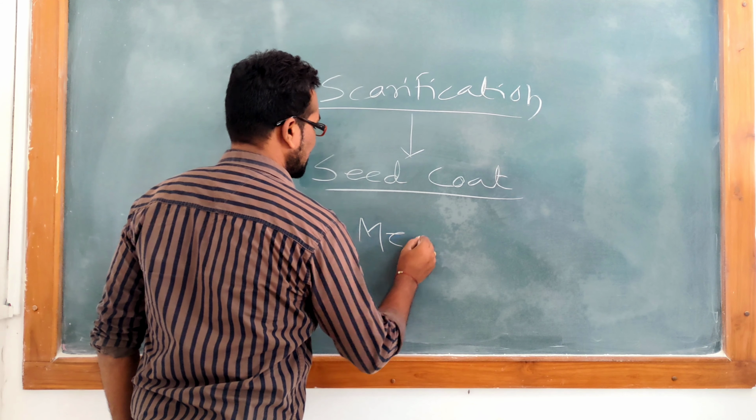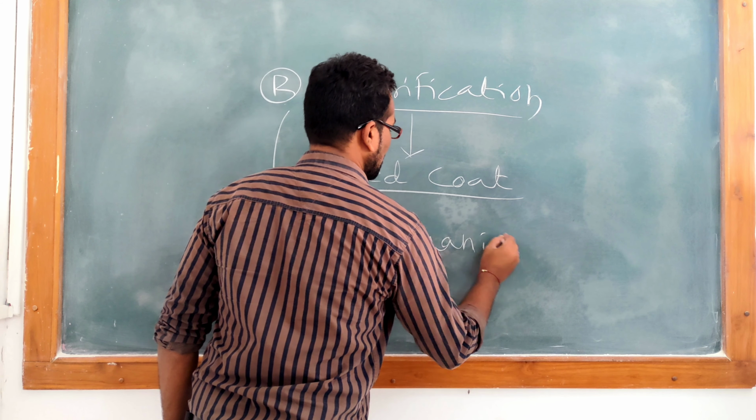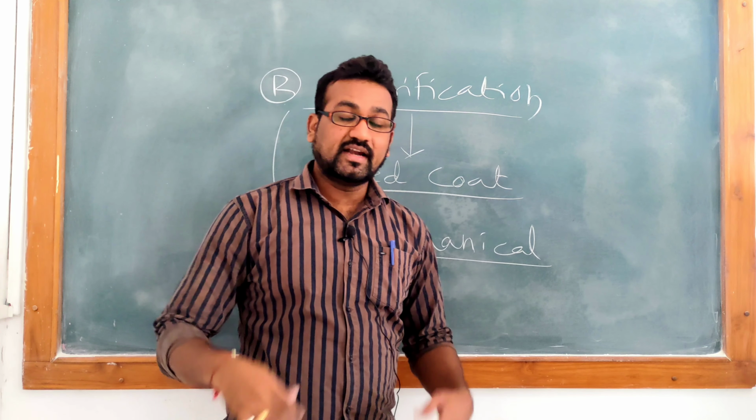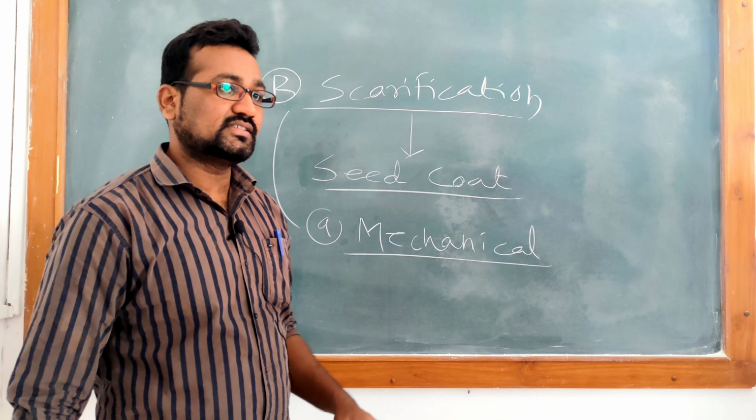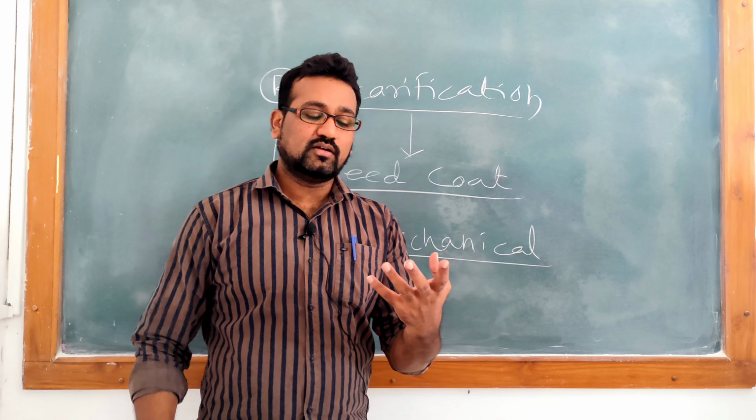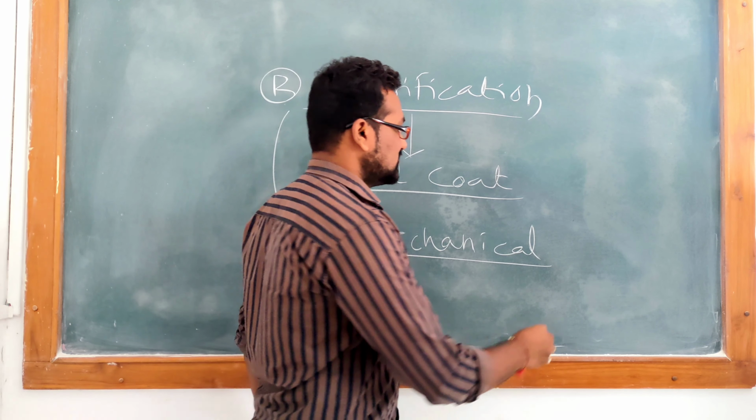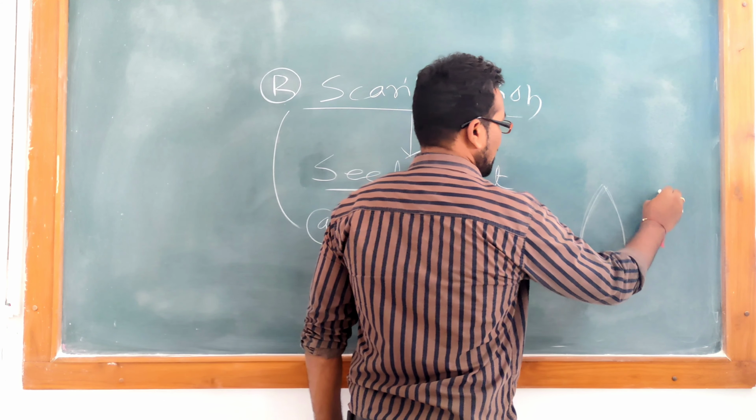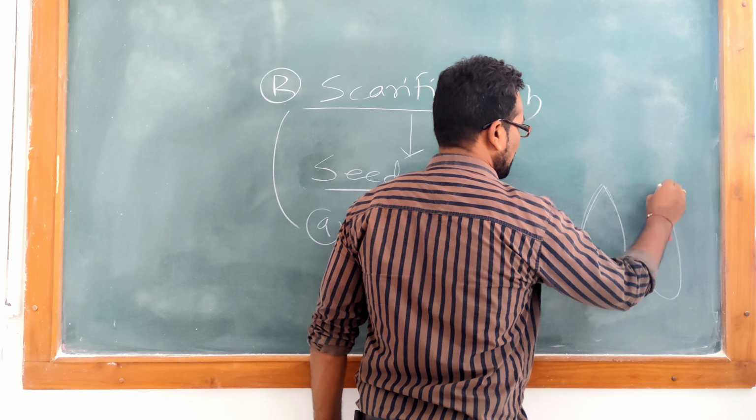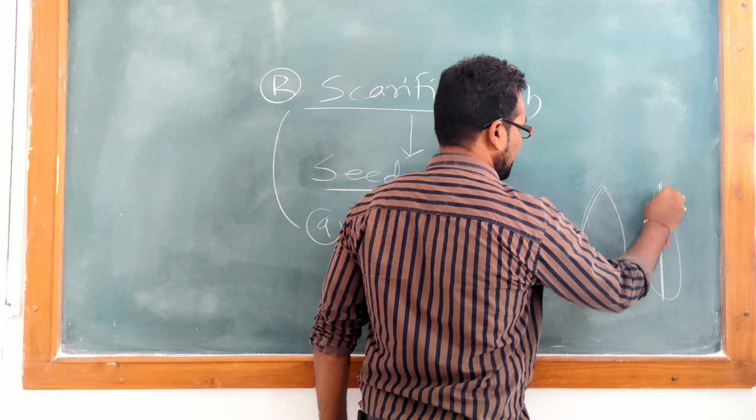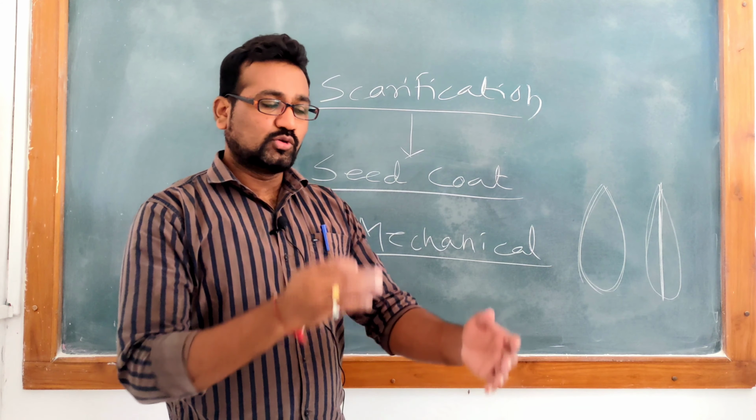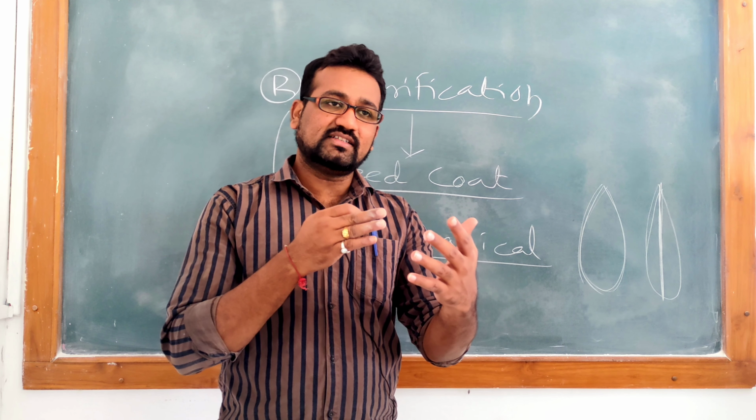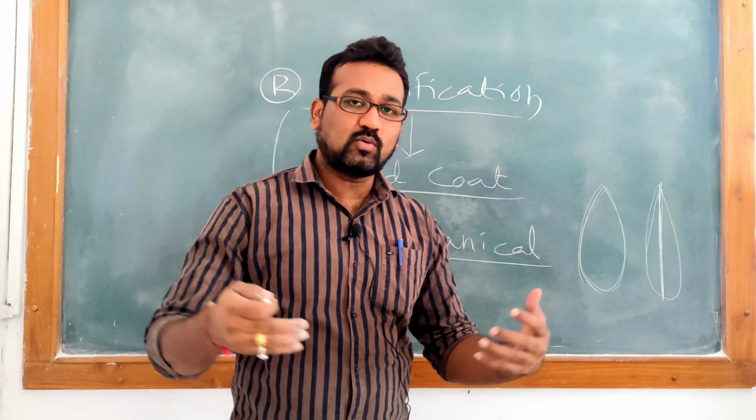One is the mechanical method for treating the seed coat. In the mechanical method, generally you use a sharp instrument to loosen the seed coat. This is the seed from the front view. If you see from the side view, you will find there is a slit between two seed coats. You are loosening the seed coat in such a way that these seeds are capable of taking water inside.